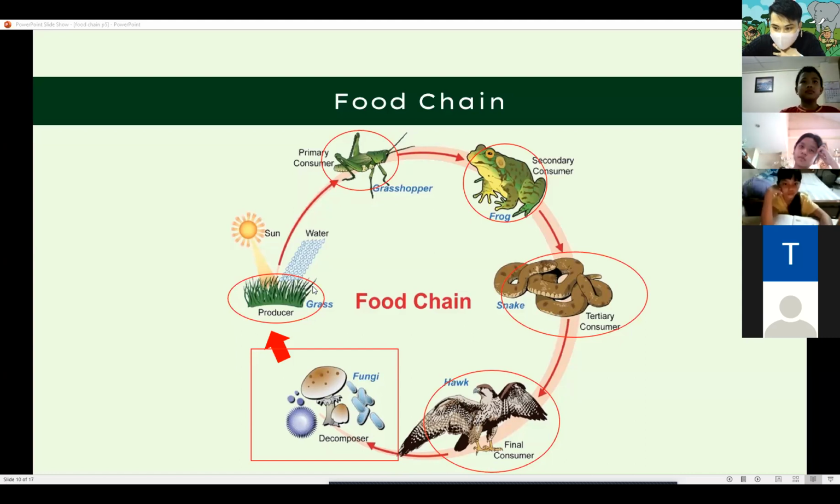Okay? As I told you, producer gets food from where? From sun, water, and from the soil. From the nutrients of the soil. Those nutrients came from the dead animals or dead grasses or dead plants. Understand? Yes. Okay.